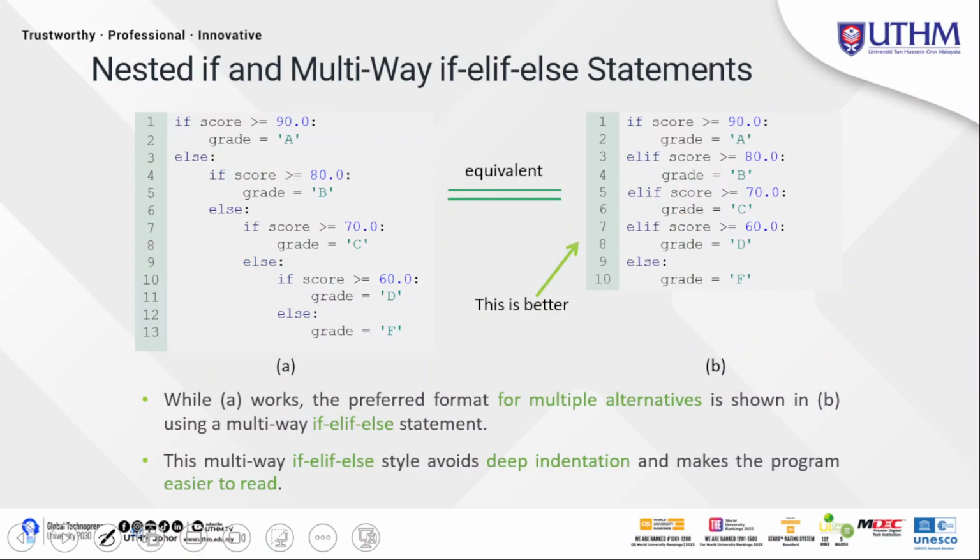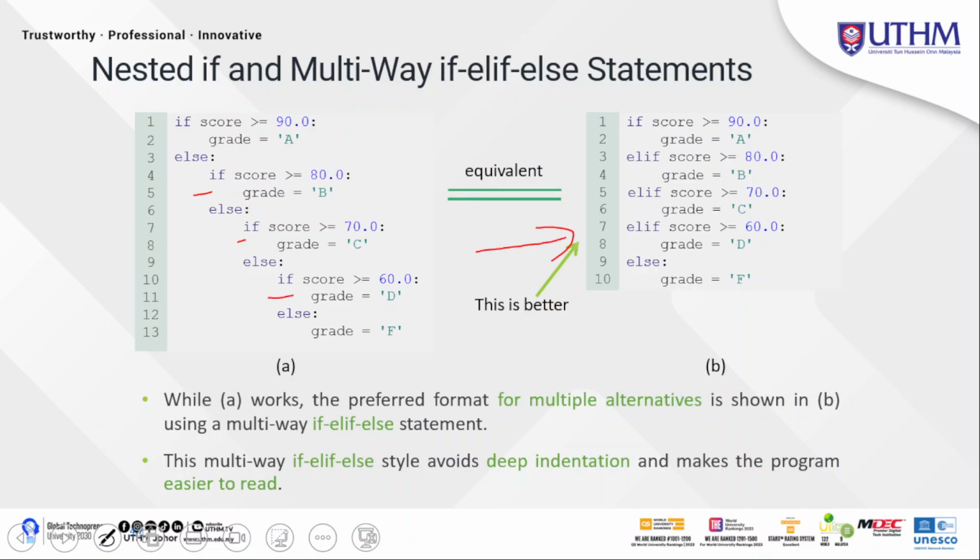Let's see nested if and multi-way if else statement. If score is greater than 90, grade is equal to A. Else, after they write else, they come out with a nested if statement. If score is greater than B, grade equal to B. Else, every time they have a nested if statement. This one is also equivalent to this one. Can you see which is better?